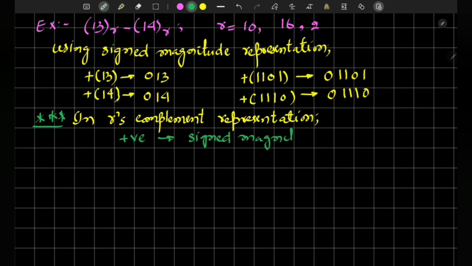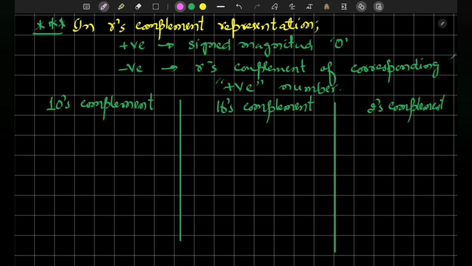That is, if the number is leading with 0, that is, if 0 is the most significant digit of the number, it is a positive number. And for a negative number, we will be taking the r's complement of that number. Therefore, minus 14 in base 10 can be represented as the 10's complement of positive 14, that is 986. And similarly, in base 16, it can be represented as FEC, and in base 2, it can be represented as 10010.